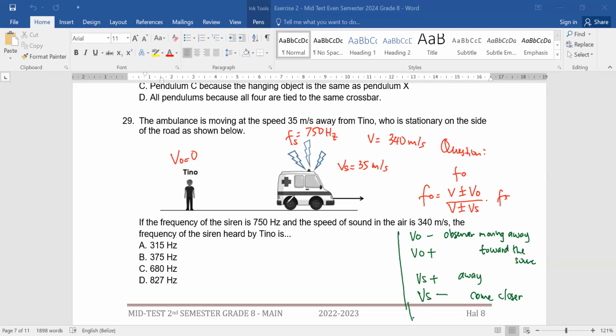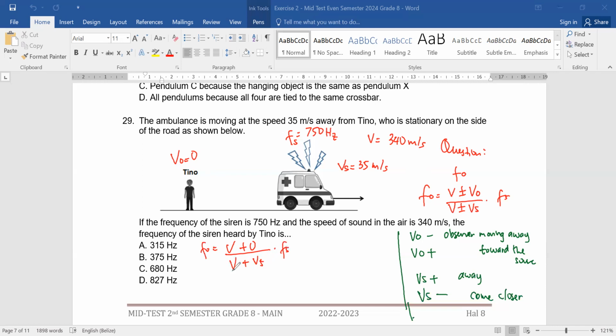Now, for this case, we're going to use the same formula: FO equals V plus minus VO, but here VO is 0, right? So we just put 0 here, the same as just V only. And as you know, here the ambulance is actually moving away, right? When the ambulance is moving away, the VS is positive. So positive VS times FS.